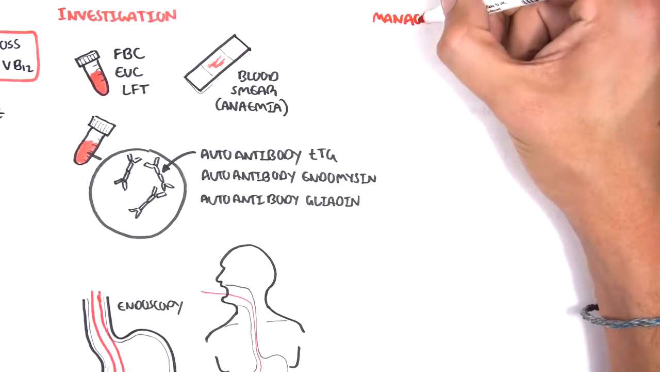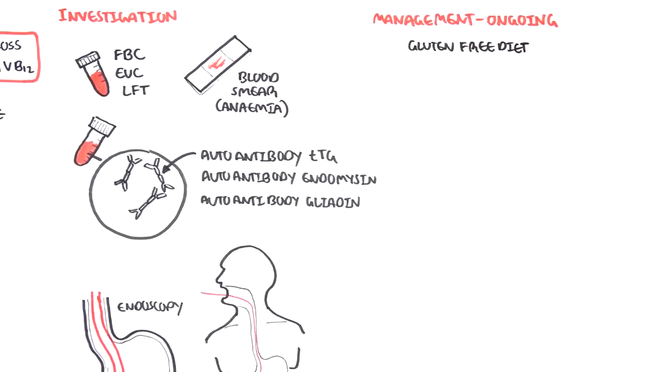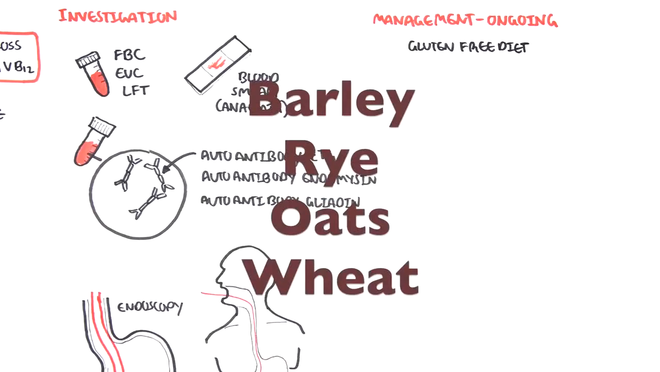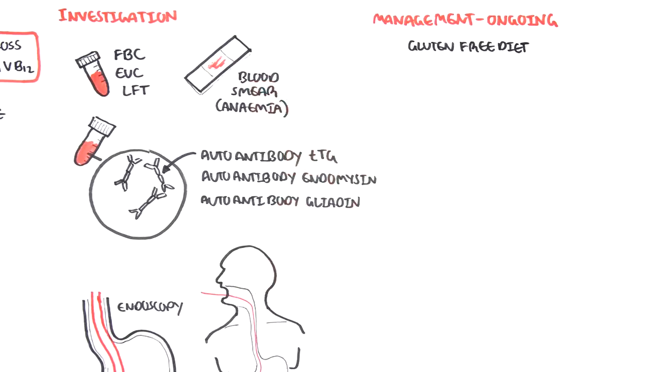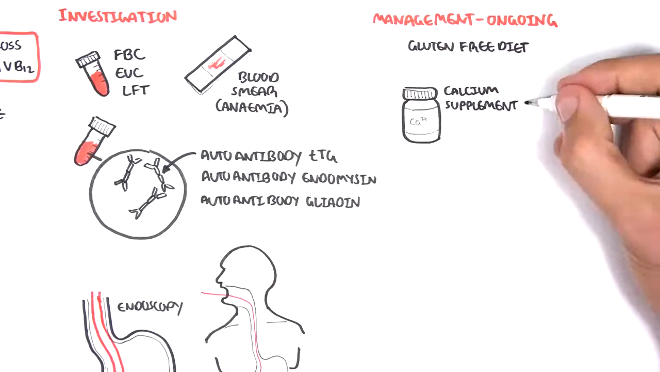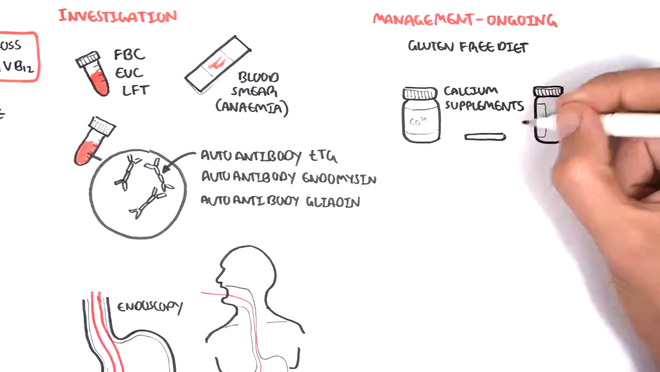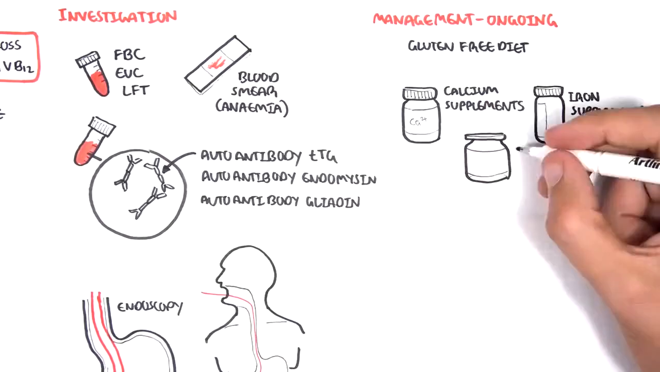Management is ongoing and includes mainly a gluten-free diet. A gluten-free diet means not eating foods containing gluten. And gluten-containing foods can be remembered with the acronym BROW. So B as in barley, R as in rye, O as in oats, and W as in wheat. So these 4 things contain a lot of gluten and therefore should be avoided. Further, if malabsorption is an issue, supplements such as calcium, iron, as well as other vitamin supplements can be offered.